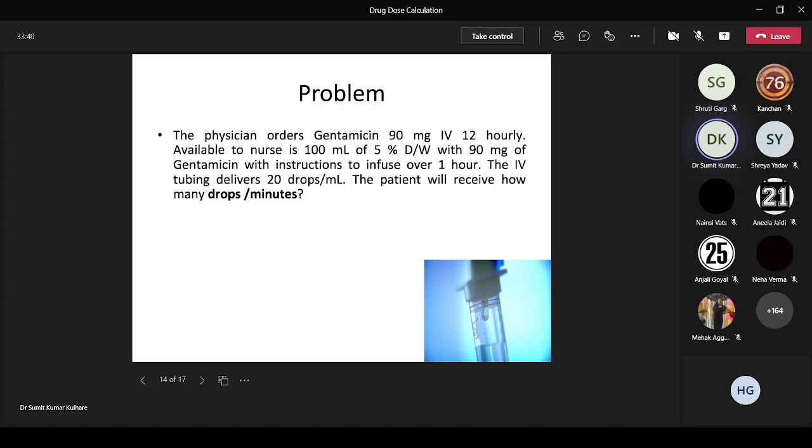Okay. Now again try to solve this. First calculate the dose, total volume, and then it would be easier to calculate the drop rate.